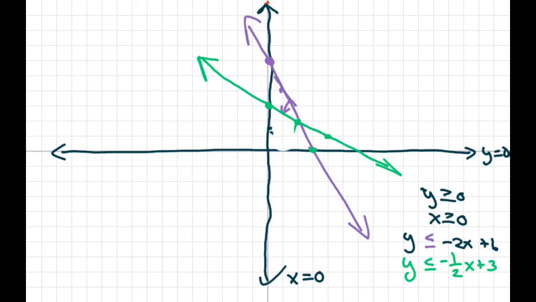You can also do test points and shade that way. But if you know it's greater than, then it's either going to be to the right or up. If it's less than, it's going to be to the left or down. So I'm going to shade in here. Let's use this color. So it's bounded here.